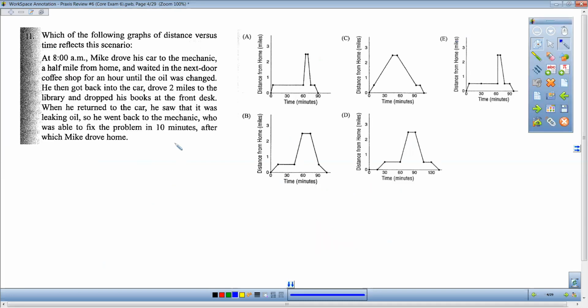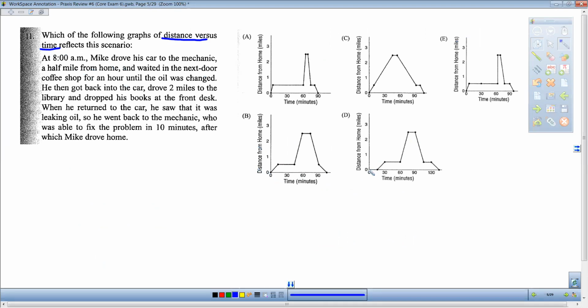Number 11, which of the following graphs we're looking at, a distance versus time, any of these graphs that's going to reflect this scenario. So at 8 o'clock a.m. is when everything begins. So you think everything begins at 0. So you're just checking all of your graphs. Mike drove his car to the mechanic. Well, this is the distance from home.